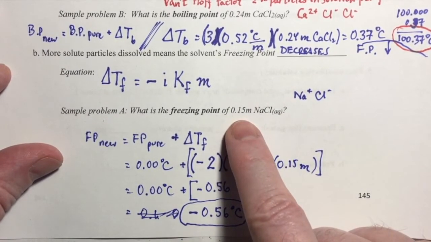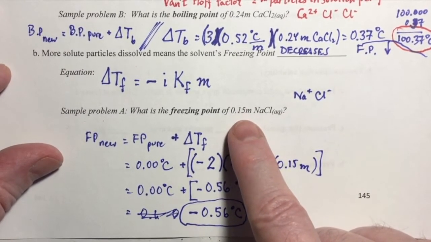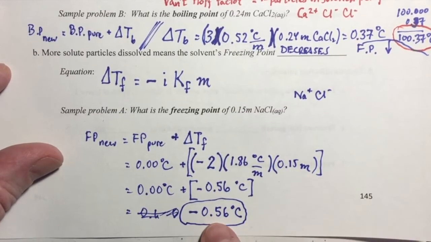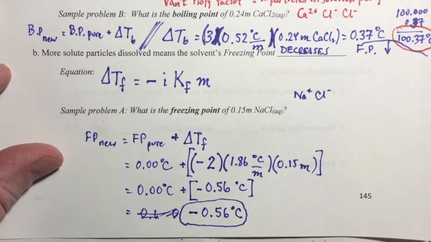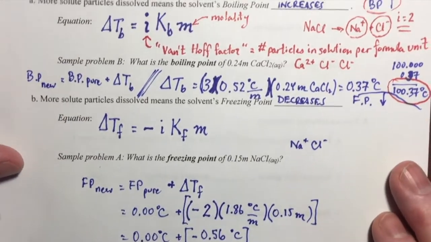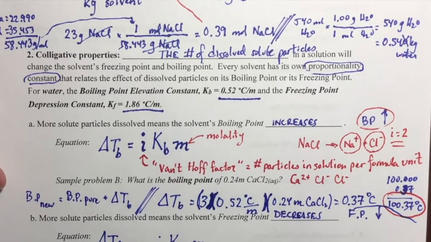Obviously, when you dump a lot of salt on a road, the molality concentration is going to be much, much higher than 0.15 molal. So you would have a much larger change in the freezing point depression. And having a few degrees lower freezing point for water may make the difference between having ice on the road versus having liquid water on the road. So that's how we calculate boiling point elevation and freezing point depression.